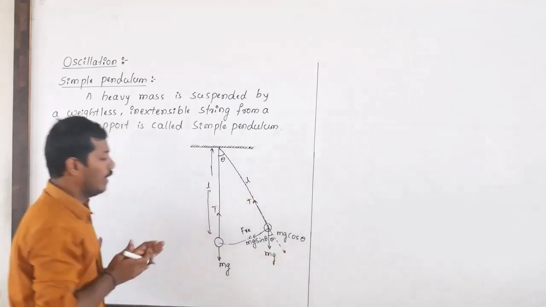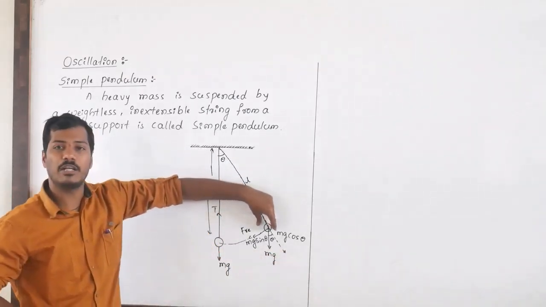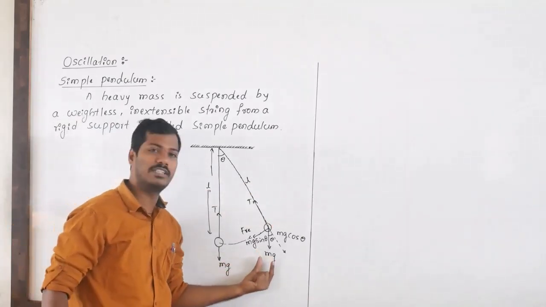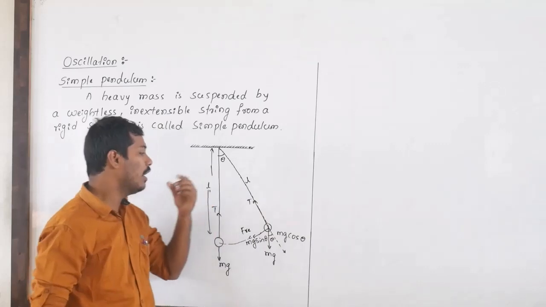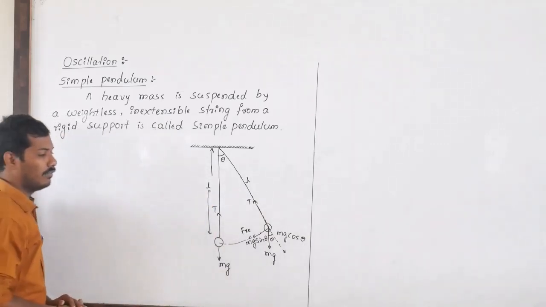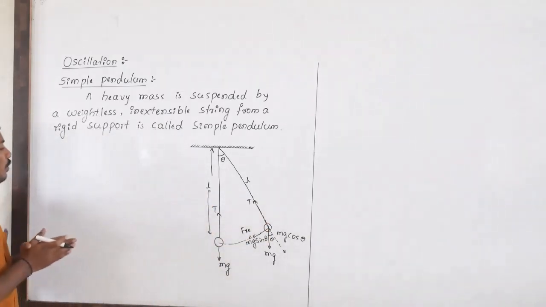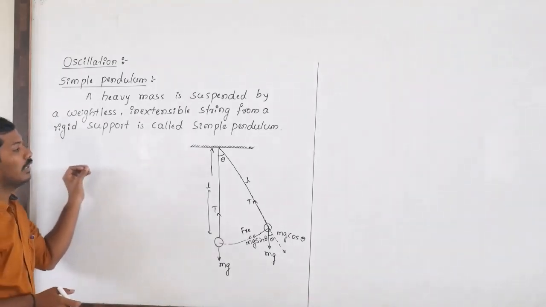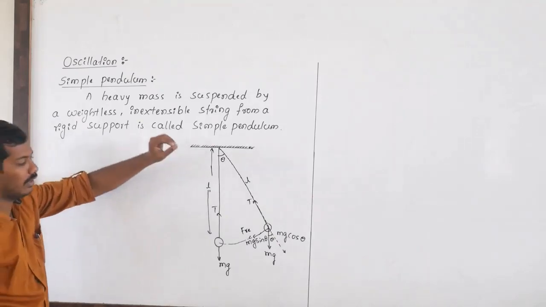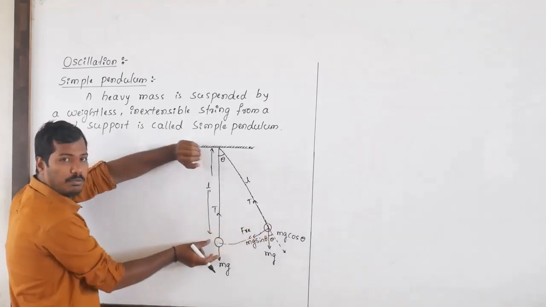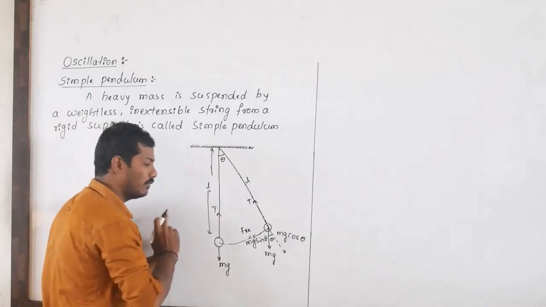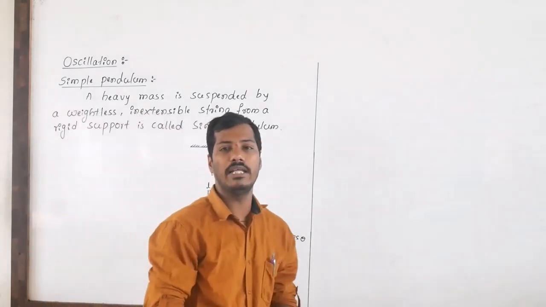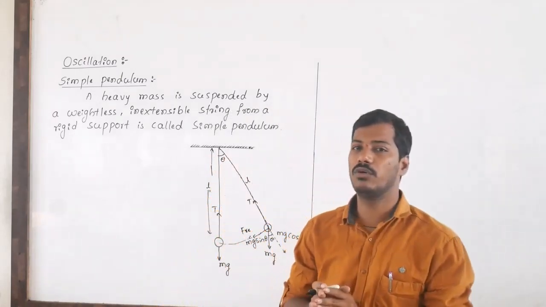Now, there are two components which are perpendicular to each other. Here mg is the resultant force acting on the pendulum. The force is always towards the mean position, and the displacement is always opposite to that. There are two methods, one is the force method, and the other is the torque method.